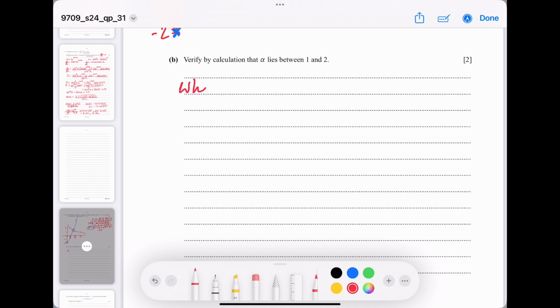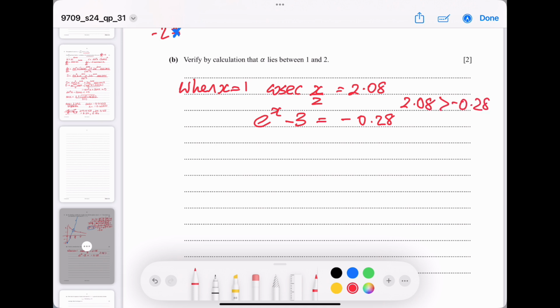So when x equals 1, cosec x over 2 is equal to 2.08. When e to the x minus 3, it's negative 0.28. So I can see that this value is greater than this value. So 2.08 is greater than negative 0.28.